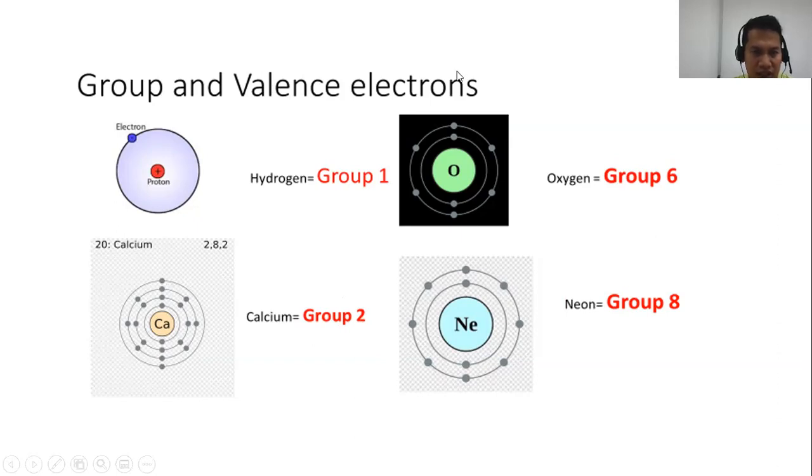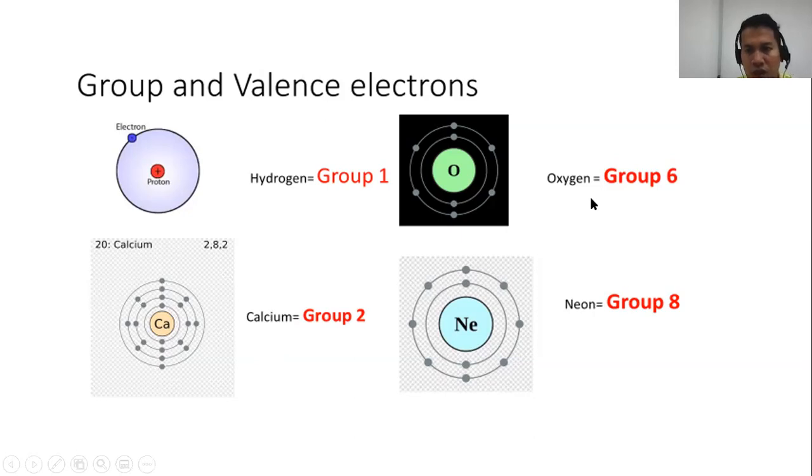Are you getting it now? This is wrong. It's supposed to be 2, 8, 8, 2 because it's 20. But don't worry about that yet. We are talking about valence electrons. So when we talk about valence electrons, these are the electrons in the outer shell or in the last shell. Again, calcium, the last shell is this one, so it has 2.